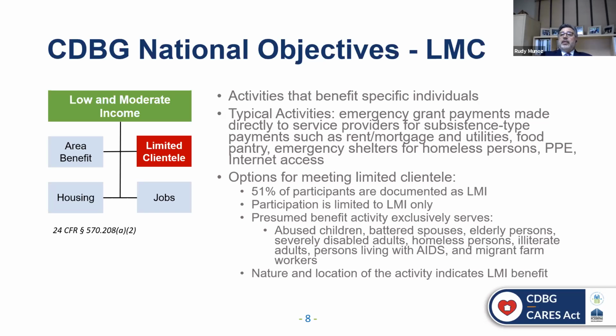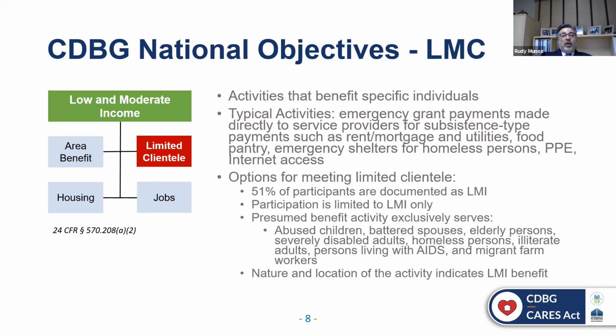The third option is the presumed benefit option. This option is another way to meet the low and moderate income limited clientele national objective. Under this option, you would have to document that 100% of the participants are members of groups that are generally presumed by HUD to be principally low and moderate income persons. These 8 presumed groups are listed on this slide. So if you need to refer to that list or look at that list, it's available on this slide. So if your program design to prevent, prepare for, or respond to COVID-19 targets services that are exclusive to one or more of these groups, you can use the presumed benefit option to meet the LMC national objective.